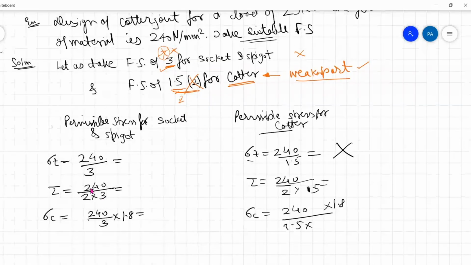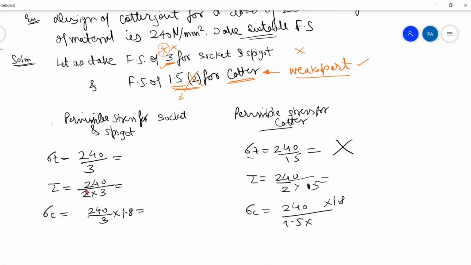Then the second value is tau. Tau is shear stress. Shear stress is taken as half of the tensile stress. So tensile stress ka half is shear stress. So I have written it 240 divided by 2 into 1.5 here and then 3 here. And sigma c is crushing stress. Now this crushing stress value is taken as 1.2 to 1.8 times of sigma t. So we have an empirical relation where we take it as 1.2 to 1.8.